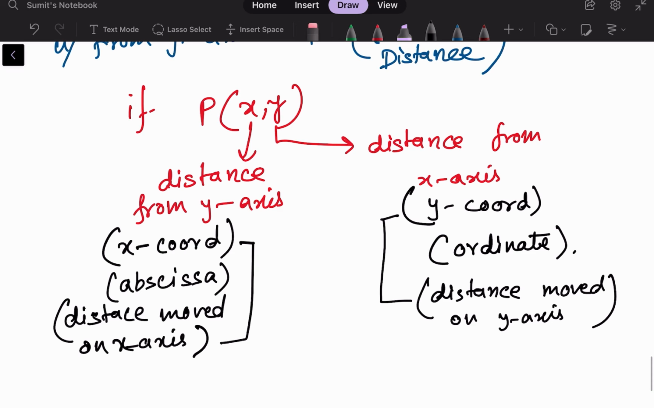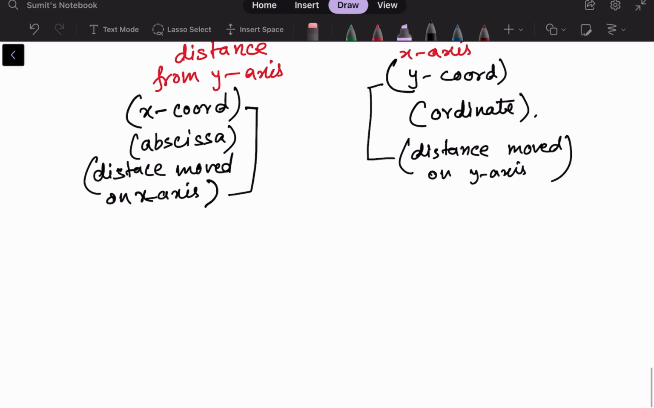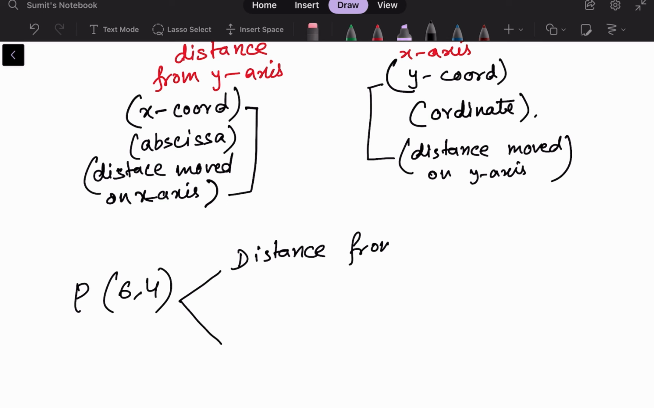And the first part will be distance from y-axis. Second part will be distance from x-axis. So if I take a point P(6, 4), then just say what will be the distance from y-axis? From y-axis, 6 units. That is 6 units, and distance from x-axis, 4 units. That is 4 units. Clear, na? Got my point?